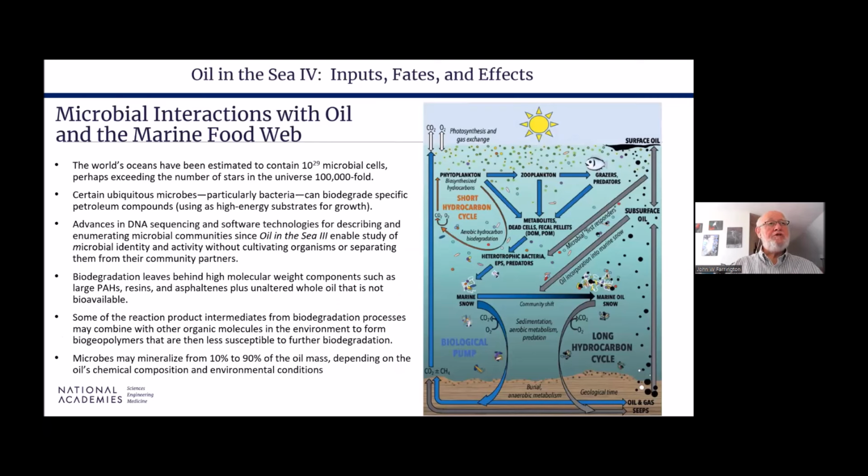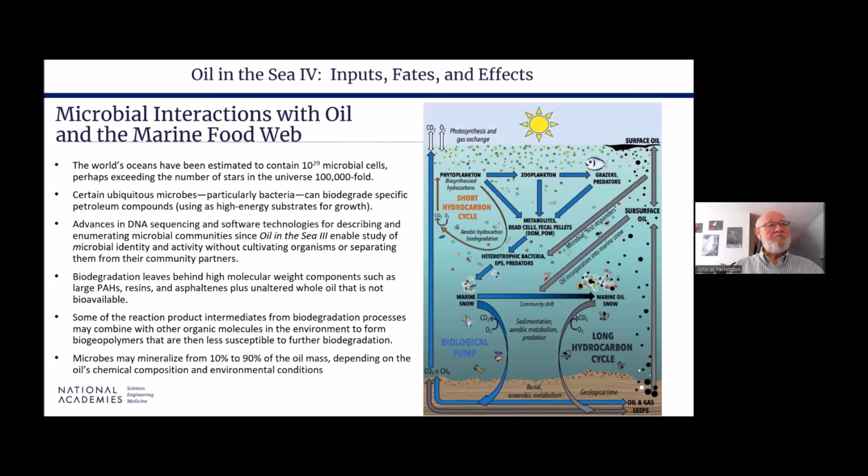We have microbial interactions with oil in the marine food web. It always amazes me when I look at this, but the world's oceans are estimated to contain 10 to the 29th microbial cells, perhaps exceeding the number of stars in the universe 100,000 fold. I have to say as an aside that that was before some of the latest telescope information that became available, but you get the message. There's a lot of microbial cells.